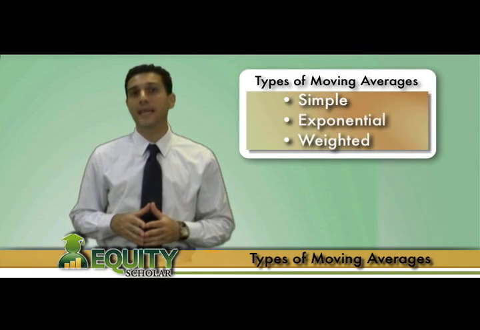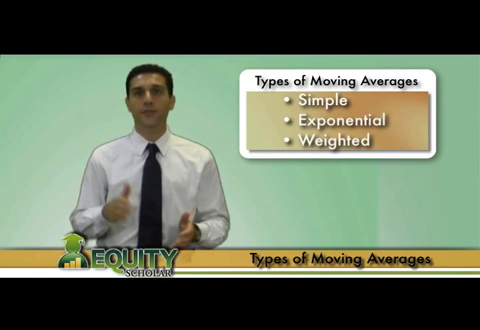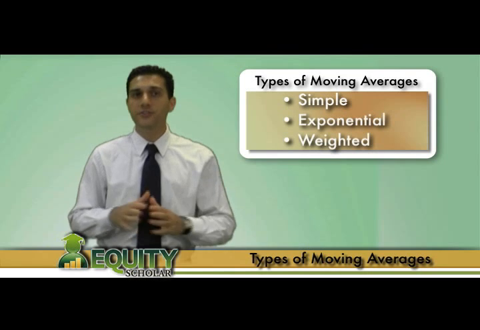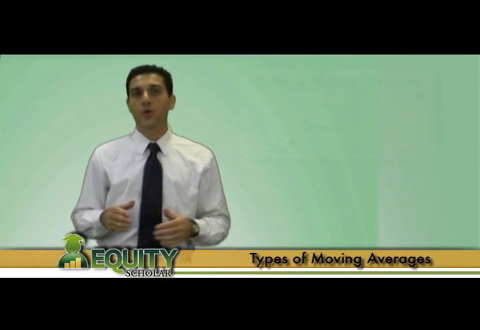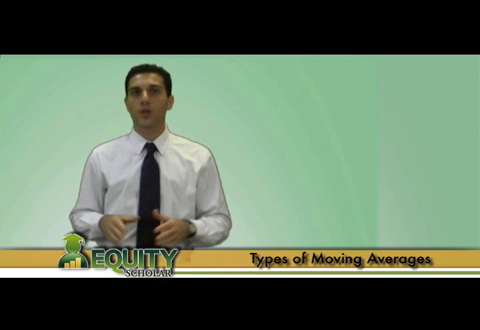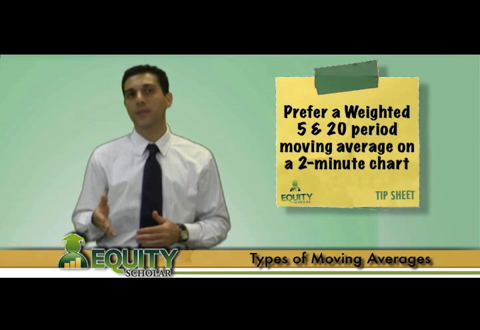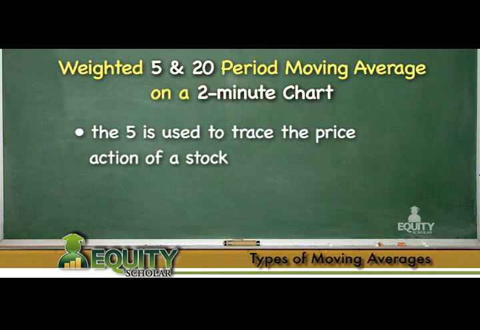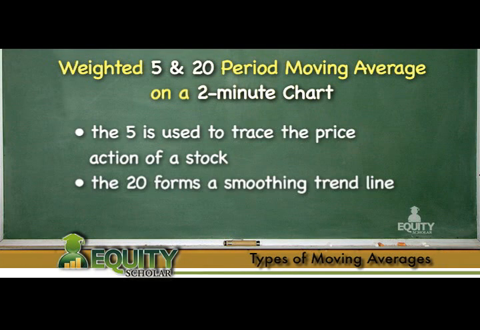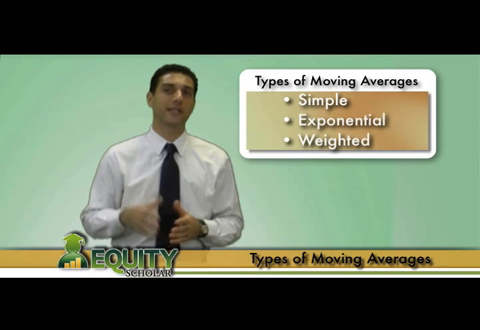Each, due to the way they calculate the average, form a slightly different trend line. When comparing the three different types of moving averages, there is no clear winner that works best in all circumstances. However, with intraday trading strategies, we prefer using a weighted 5 and 20 period moving average on a 2-minute chart. The 5 is used to trace the price action of the stock, while the 20 forms a smoothing trend line. Ultimately, which moving average you will use will depend on your trading style.